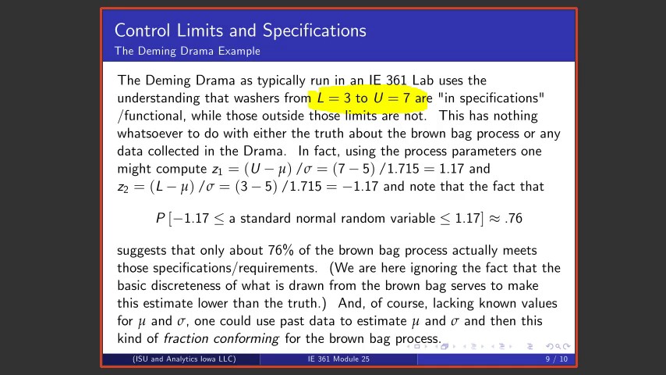The fact that for the mean of 5 and a standard deviation of 1.715, there's about 75% of the values in the population that are in specifications, really has nothing to do with whether or not X bars and R's are inside control limits. We try to make the point that specifications are not control limits. Control limits are not specifications.